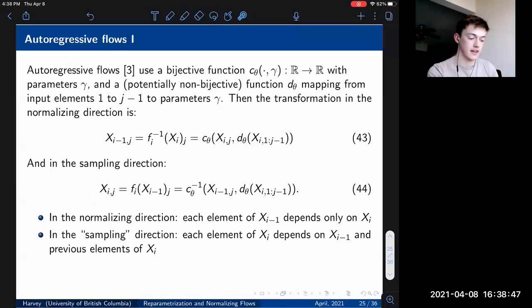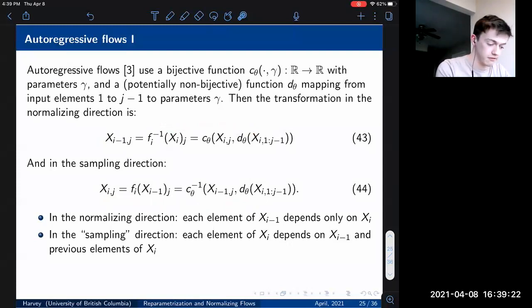If we contrast that with running in the other direction, the normalizing direction, here we don't have this kind of dependence, because the elements of xi minus 1 just depend on elements of xi. So we can compute all of these in parallel for every j, whereas here we cannot compute them in parallel, we have to do them sequentially. This is a sort of asymmetry in autoregressive flows. They're fast to run in the normalizing direction, but slow to run in the sampling direction.